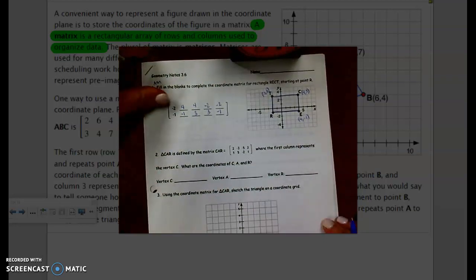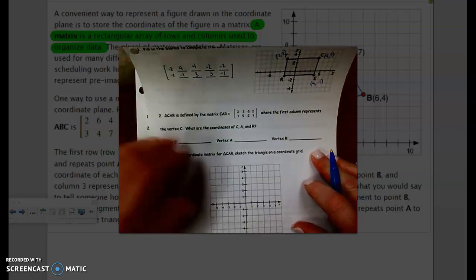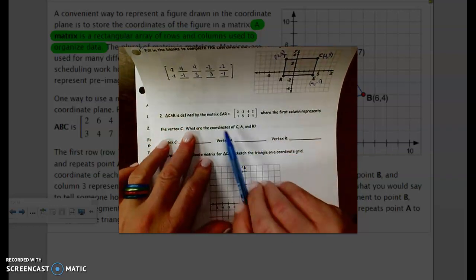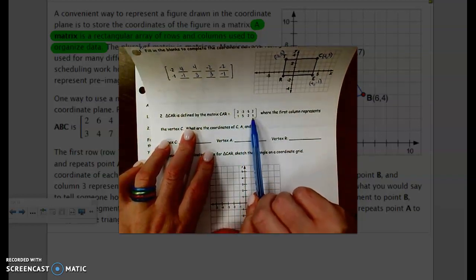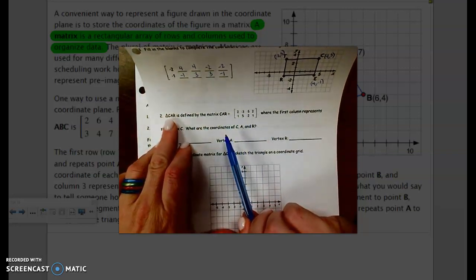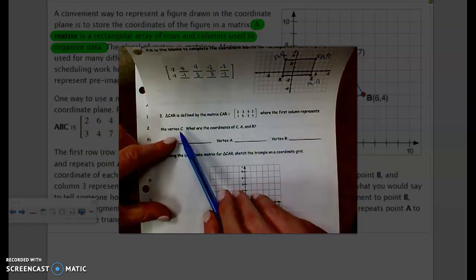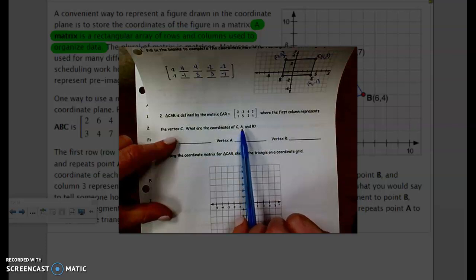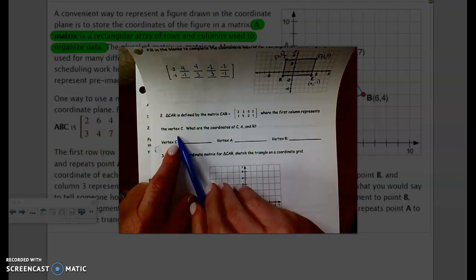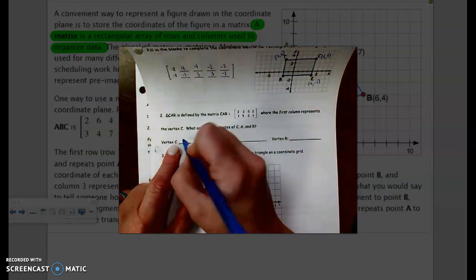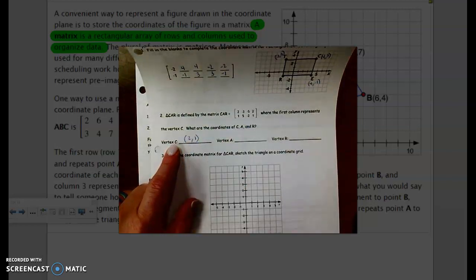Let's look at number 2 on your notes. It says triangle CAR is defined by this matrix. If I see 4 columns, that alerts me to the fact that, obviously, this only has 3 points, and we know that because it's a triangle, it only has 3 points. It says the first column represents the vertex C. So what are the coordinates of C, A, and R in this triangle? Vertex C, it says, is the first column. So these are the coordinates of C. And when you write the coordinates, we write them as an ordered pair in parentheses. So C is the point 2, 1.